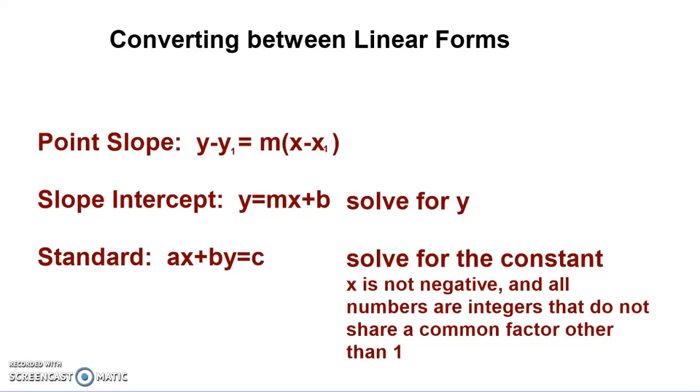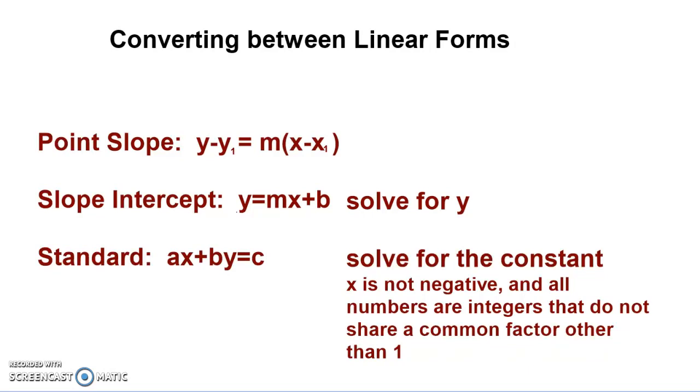Okay, now that you've learned about the three types of linear forms, as a reminder, first is point-slope form, which is in the form of y minus y1 is equal to m times x minus x1. There's slope-intercept form, which is y equals mx plus b. And there's standard form, which is ax plus by is equal to c. So now that you have those three forms, we're going to practice converting between linear forms.